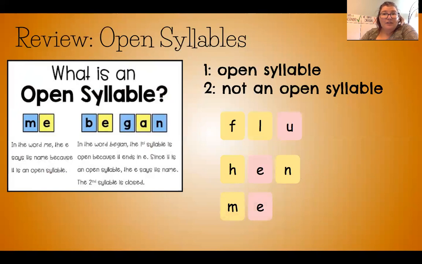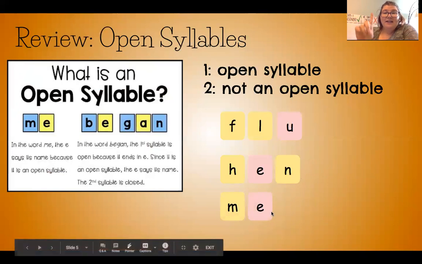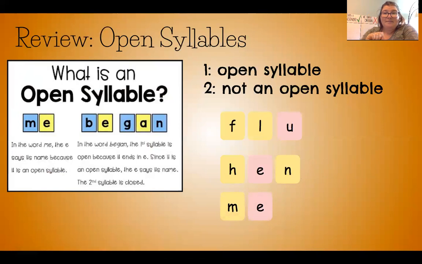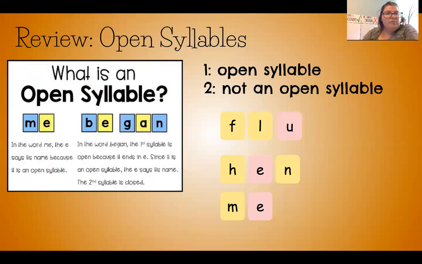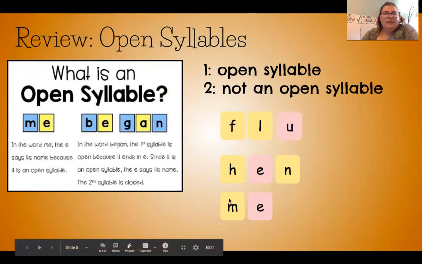Okay, one more. Where's the vowel in this word? Right, at the end. Is this an open syllable or not an open syllable? Right, it is an open syllable. So that means that this E is going to say E or eh. Right, E. Let's read it. E, me. Great work.